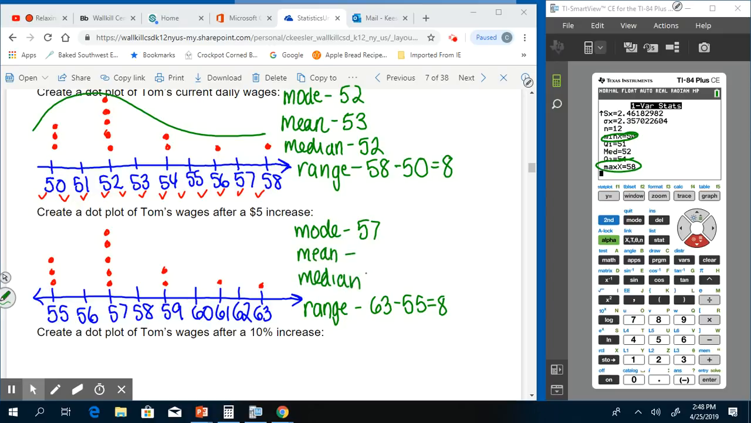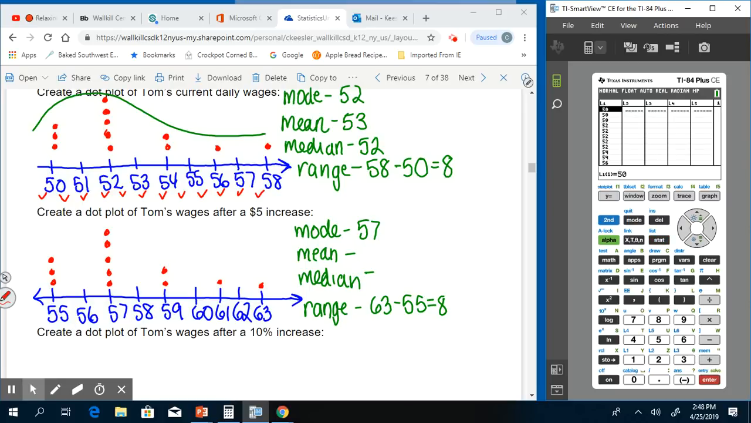And we can use our calculator to do that. So we go back over to our calculator, we go back to Stat, go back to Edit, and we could just add 5 to all those values there or redo them and use our new dot plot. I'm going to just redo it. So I'm going to go up to L1, hit Clear and Enter, and then enter my new set. So I have 55 3 times. Then I have 57 5 times.